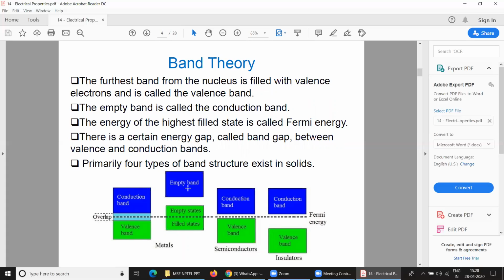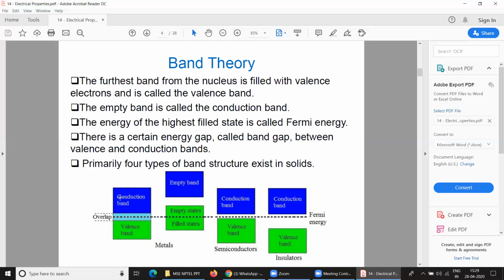Now in band theory, the band farthest from the nucleus is filled with valence electrons and is called the valence band. The empty band is called the conduction band, and the energy of the highest filled state is called the Fermi energy. There is a certain energy gap called the band gap between the valence and the conduction bands. Primarily 4 types of band structure exist in solids. You can see here the Fermi energy line.